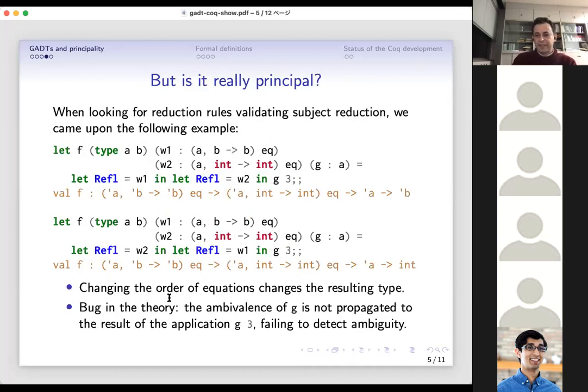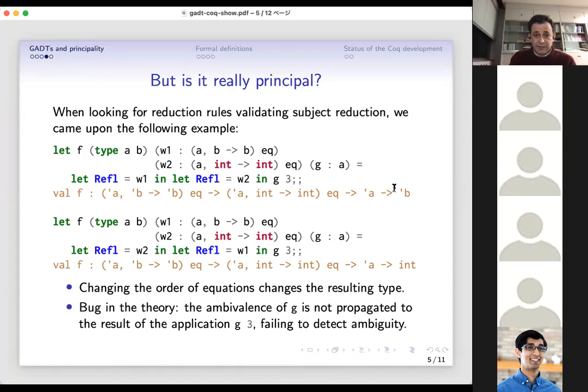So all this is very nice, and we thought we had a proof and everything was principal. But when looking for reduction rules, validating subject reduction, we came up with the following example. Here, I'm using two witnesses. One that says that A is equal to B, and the other saying that A is equal to int arrow int. And I'm receiving a function G of type A, opening the two witnesses and applying G to 3. Well, since A is supposed to be equal to int arrow int, this application is correct.